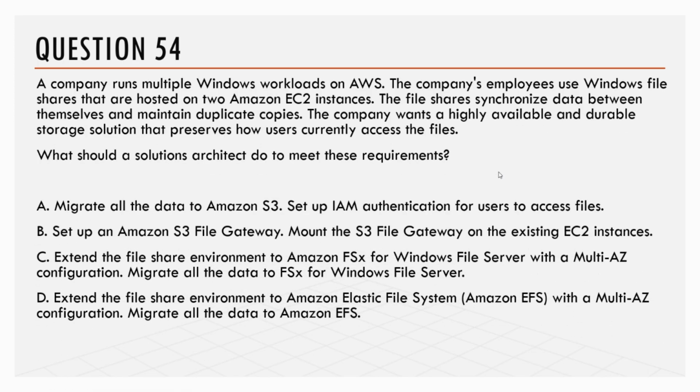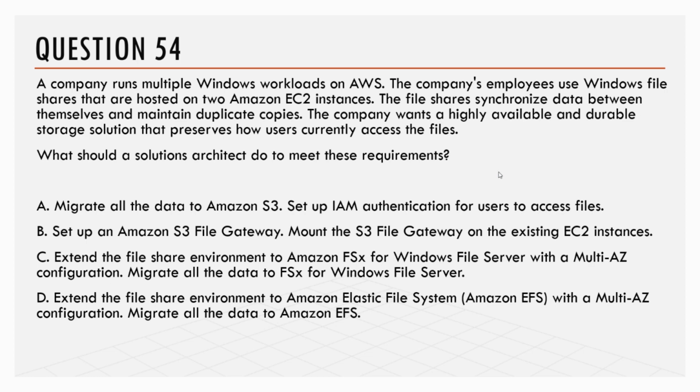Question number 54. The question says a company runs multiple Windows workloads on AWS. The company's employees use Windows file shares that are hosted on two Amazon EC2 instances. The file shares synchronize data between themselves and maintain duplicate copies. The company wants a highly available and durable storage solution that preserves how users currently access the files. What should a solutions architect do to meet these requirements?